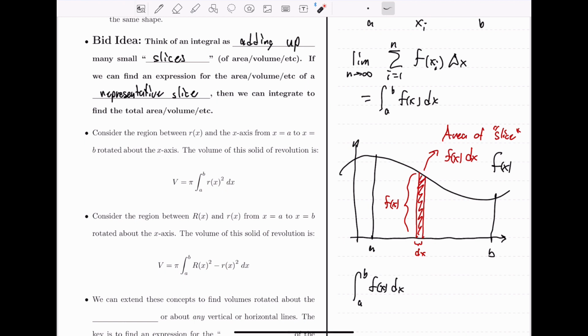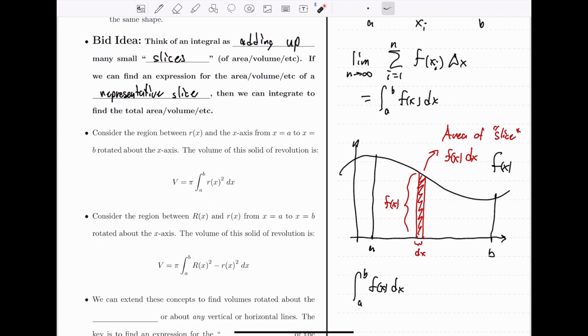Now that we have this slightly different way of thinking about integrals, let's take a look at volumes of rotation. Consider taking a region between the function r of x and the x-axis, from x equals a to x equals b, and let's imagine rotating this two-dimensional region around the x-axis. This formula will give us the volume of the resulting solid.